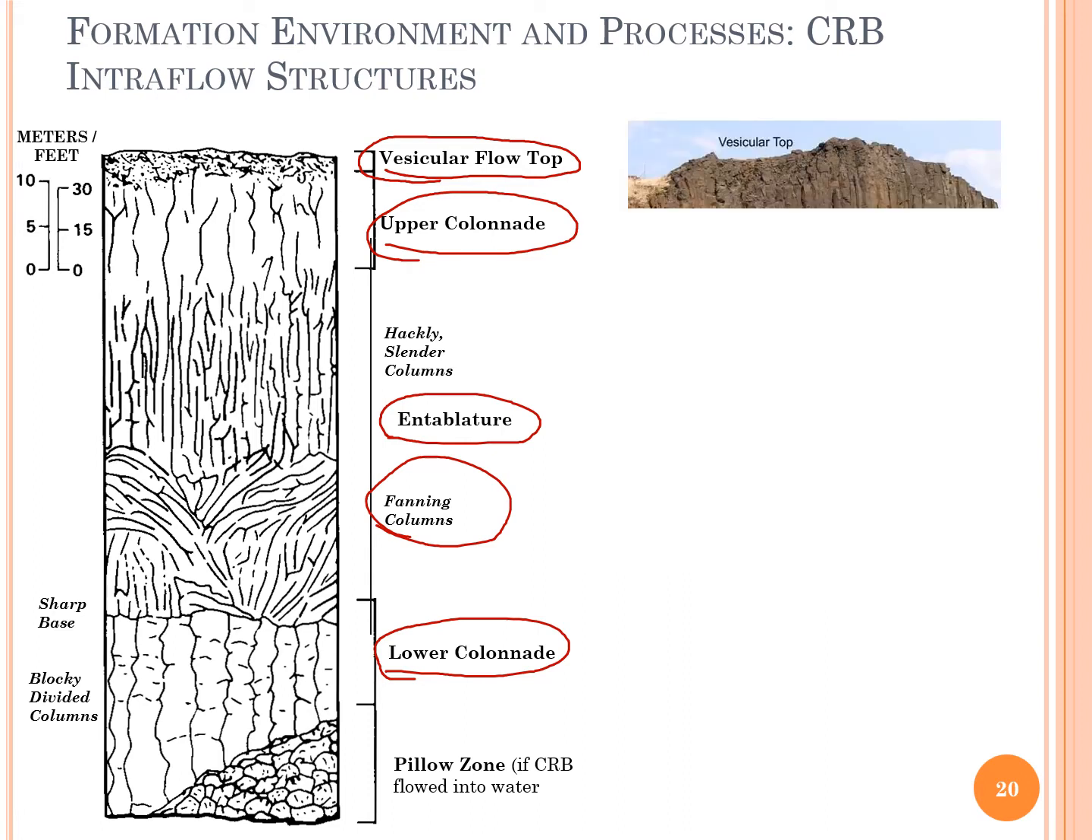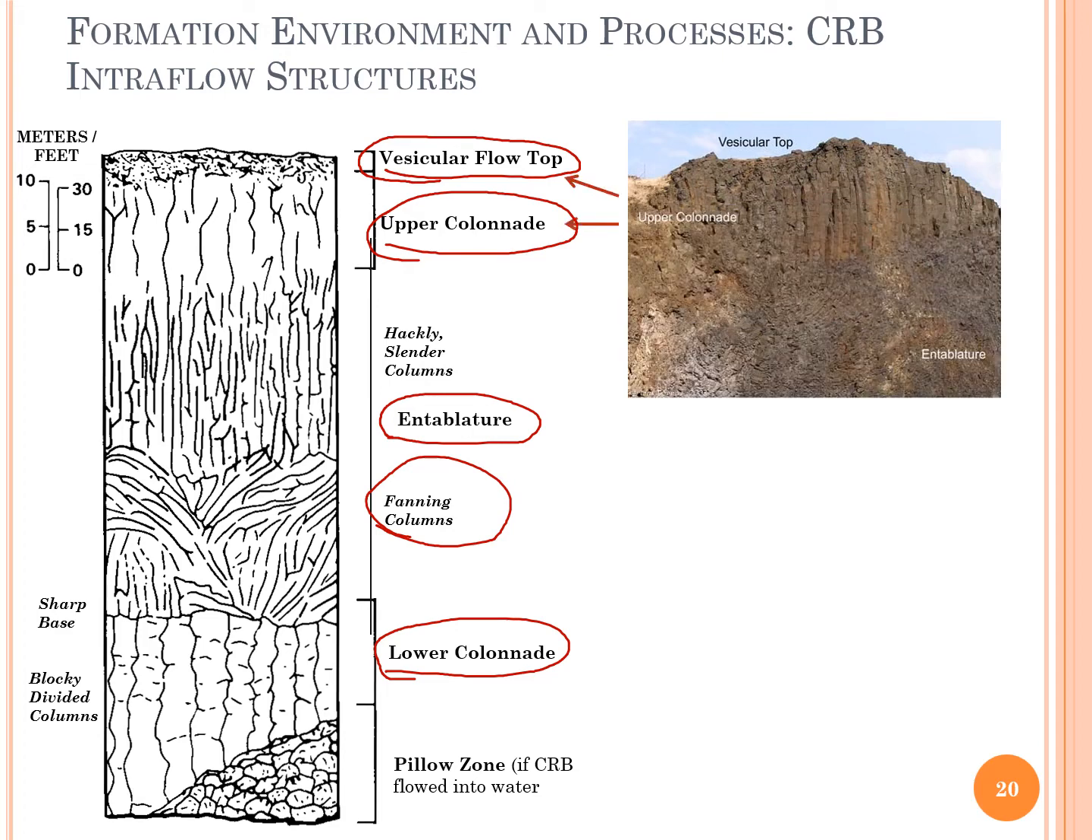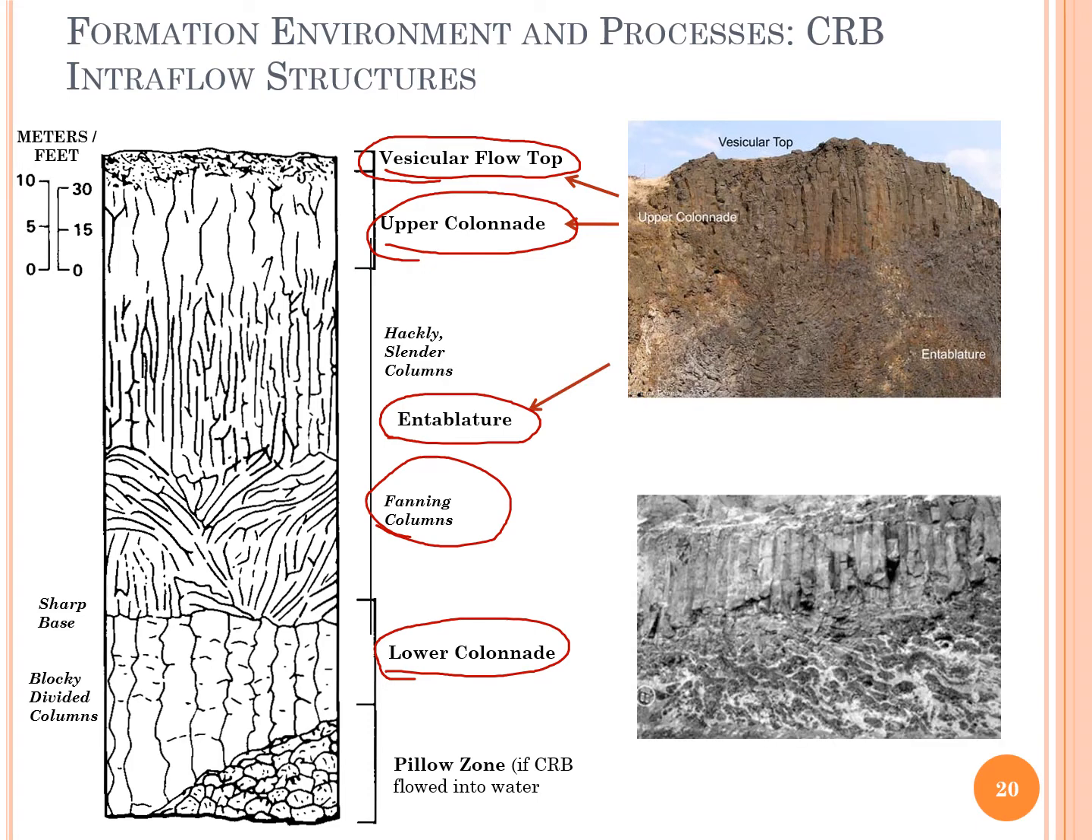And here I've done now a series of photographs that show the various components. I'm going to roll through here: vesicular top, the upper colonnade, the entablature. I've had to composite this to get all the pieces shown, but here's the lower colonnade, maybe with some of these lower pellet zones at the bottom of it.